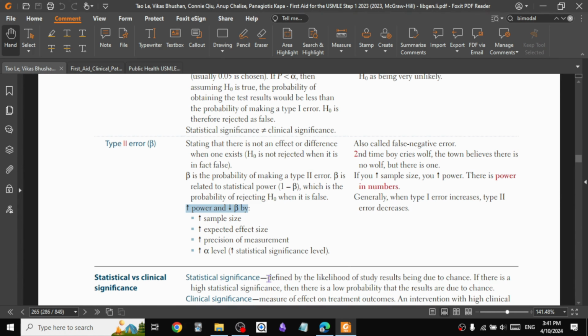true. First and foremost, you increase the sample size. Easy. If you increase the sample size, you increase the validity of the data. Next, increase the expected effect size. This basically is saying that the number of people in the study is similar to the sample size. The number of people in the study who are actually seeing an effect, I increase their population as well.